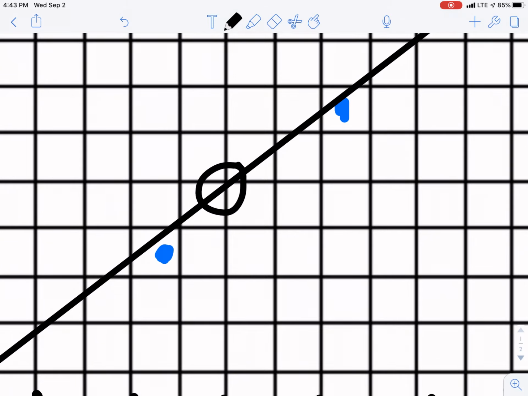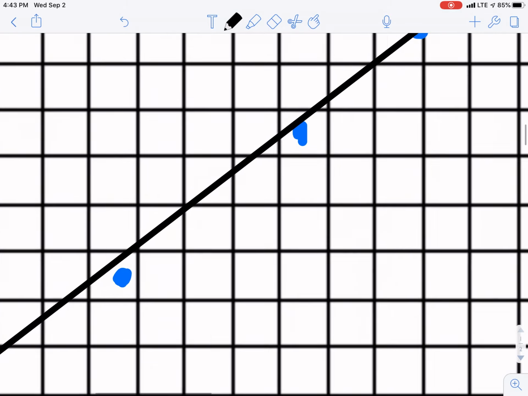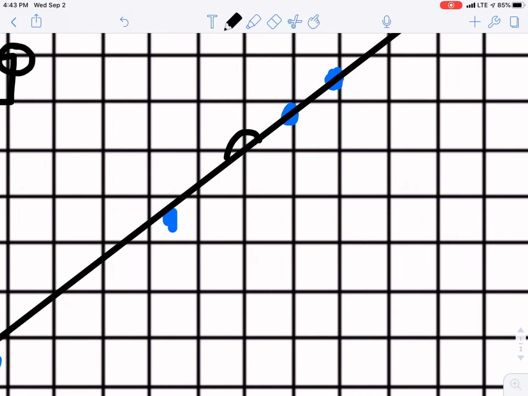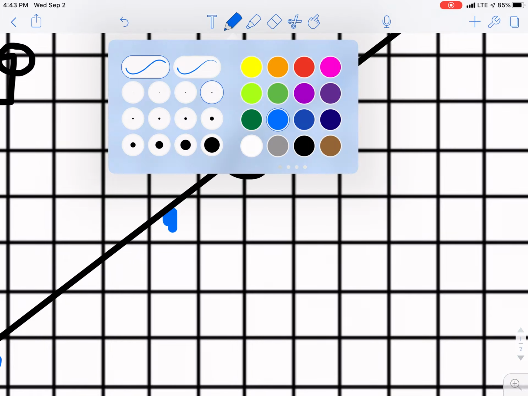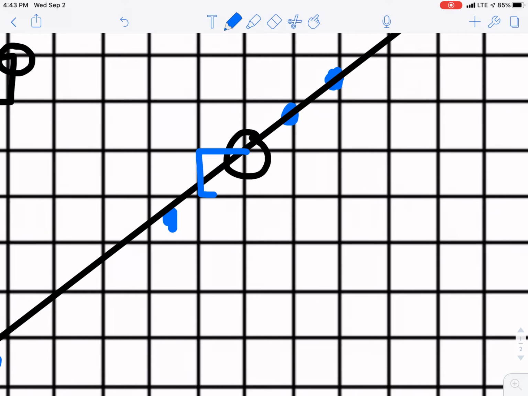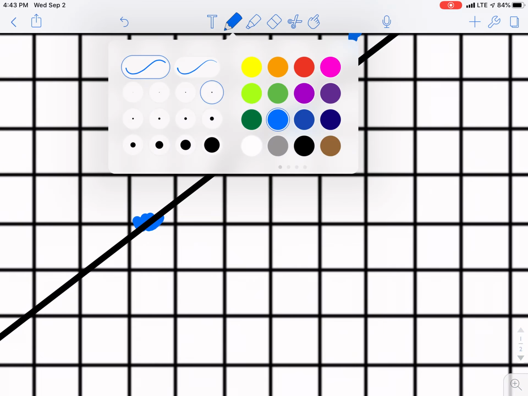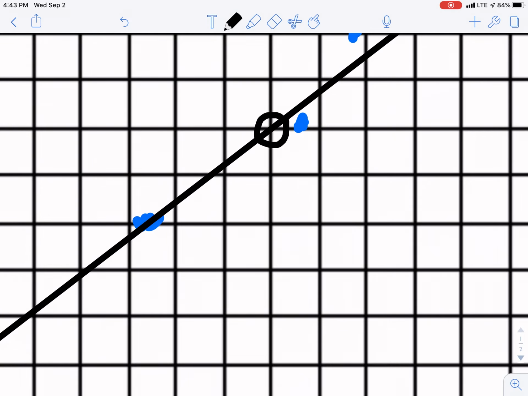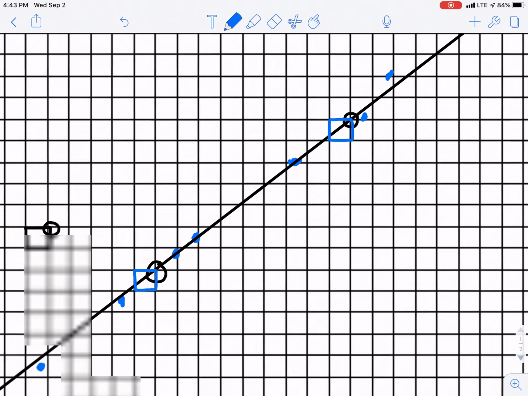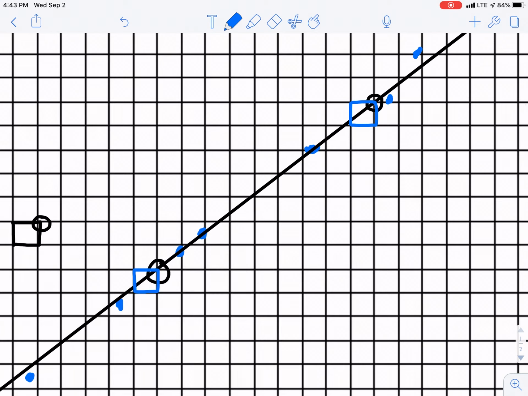That's pretty close, but let me see if I can find a better one. There we go, right there. Does everybody see how that's going right through the corner? The best fit line goes right through the upper right-hand corner of that box. I circle where it goes through the corner of the box, and then I look for another location. I've got to find two. There we go, there's the other one. Now I'm going to make a slope triangle that goes from one circle to the other.